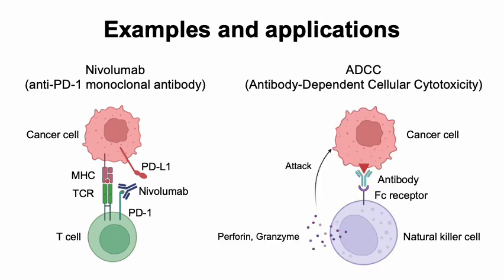Monoclonal antibodies can also trigger antibody-dependent cellular cytotoxicity, ADCC. After antibodies bind to cancer cells, NK cells recognize the antibody's Fc region via Fc gamma receptors and release cytotoxic molecules such as perforin and granzyme to kill the target cell.